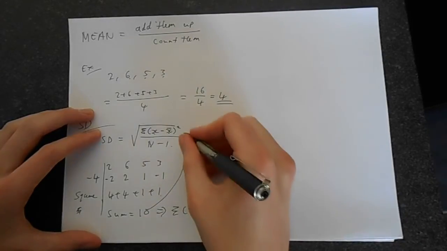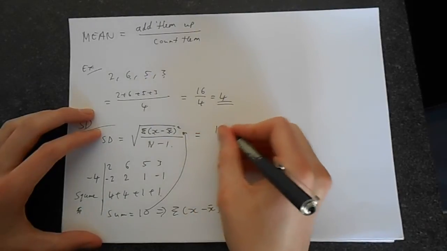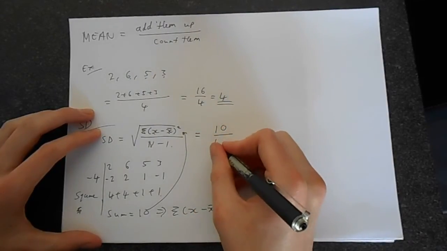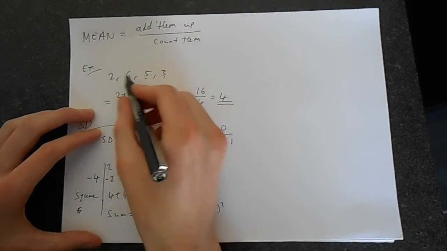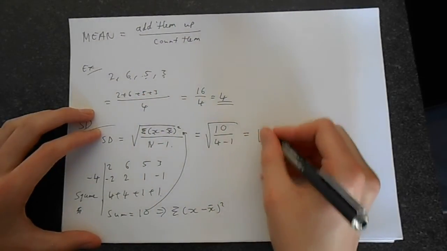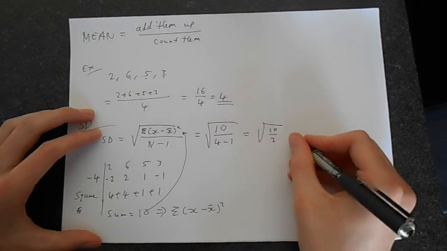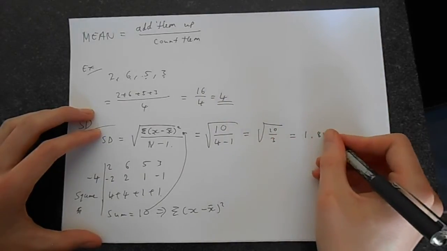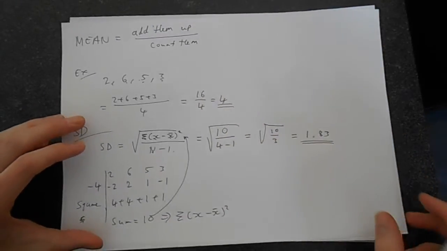Now this is basically what we've got here. So this can go into here. So this becomes 10 over 4 minus 1. 1, 2, 3, 4 as before. Square root. And that's the square root of 10 over 3, and that comes out to about 1.83. And that's how you do standard deviation.